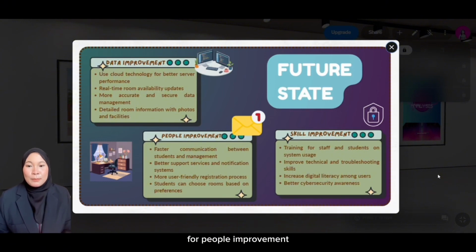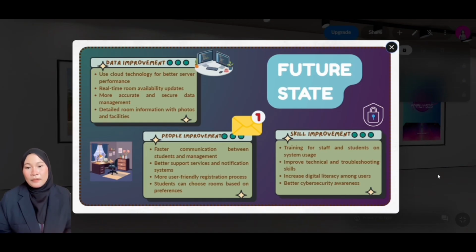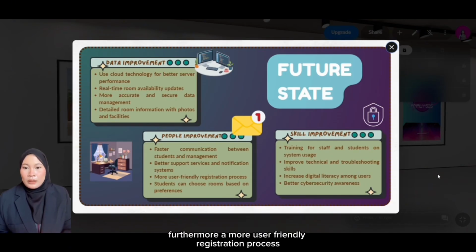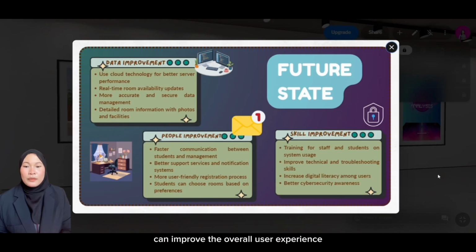For people improvement, communication between student and management can be made faster and more efficient. Better support service and notification system can also be provided. Furthermore, a more user-friendly registration process and room selection based on student preference can improve the overall user experience.